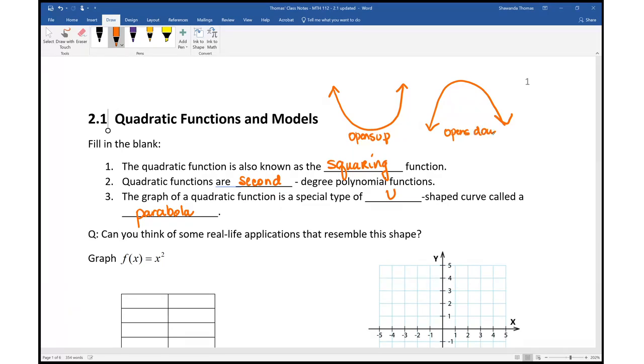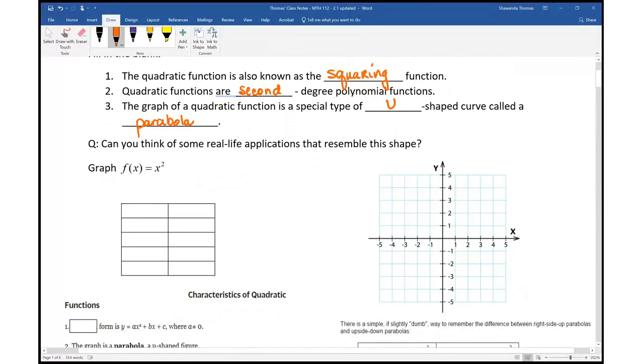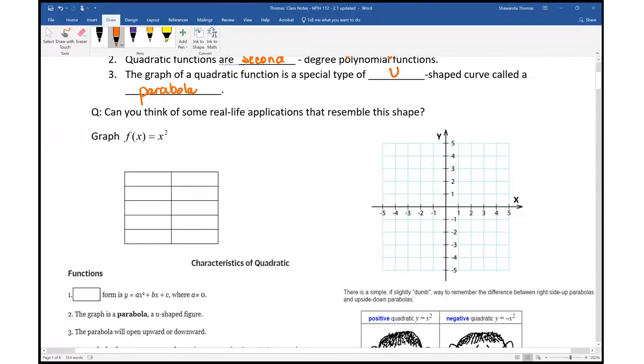So for example, if we are shooting a basketball, the ball will have this trajectory basically. Or bouncing a ball, right? It'll have this trajectory. So this shape occurs in real life. And that's why we study the quadratic function probably more than we study other functions.